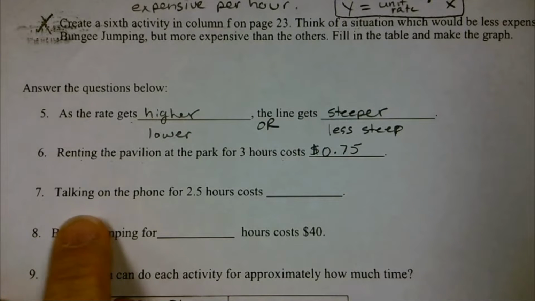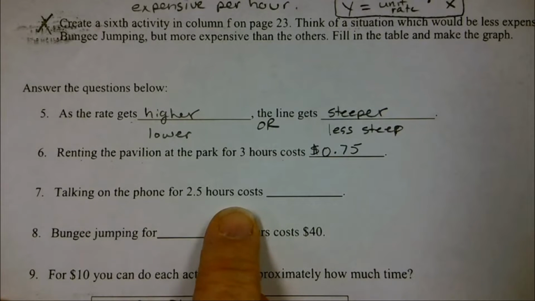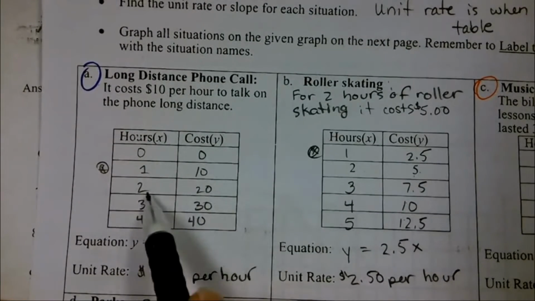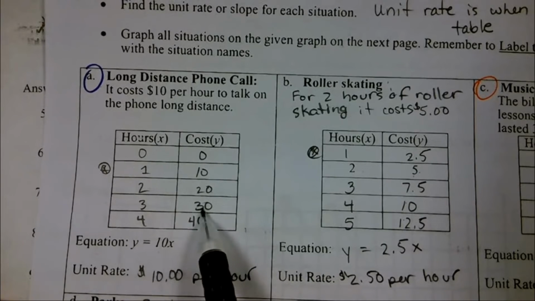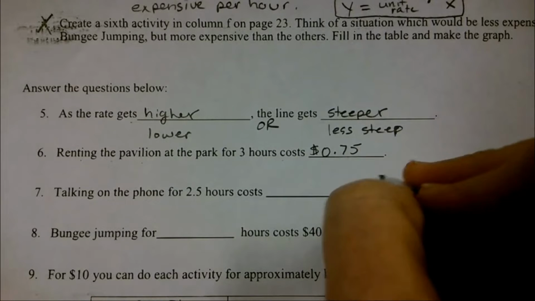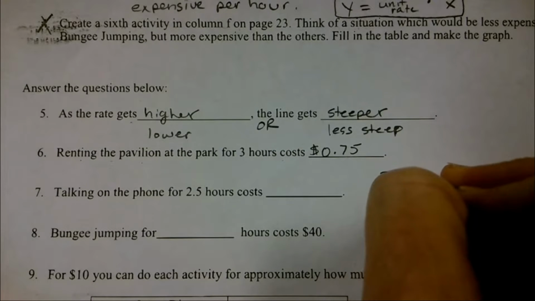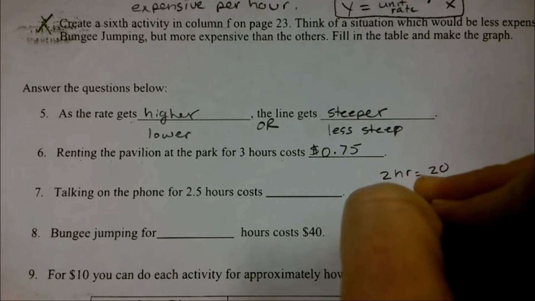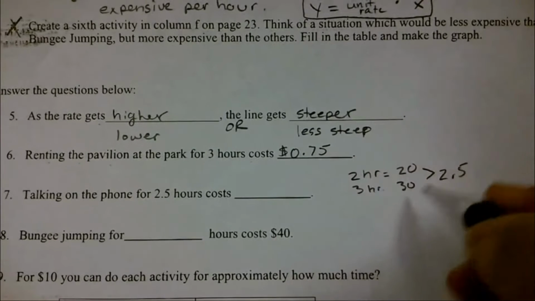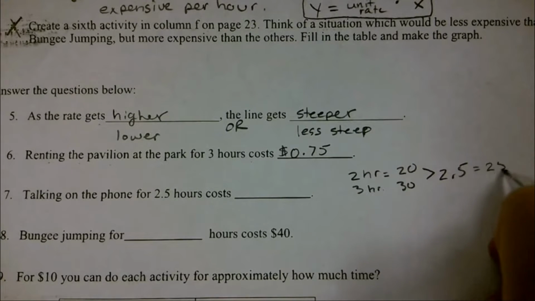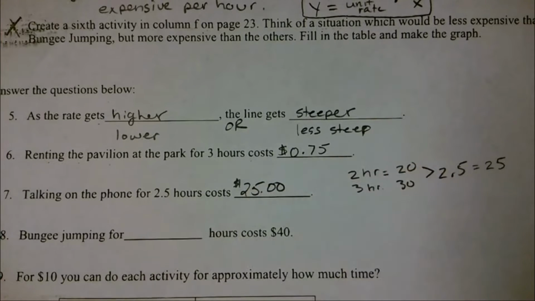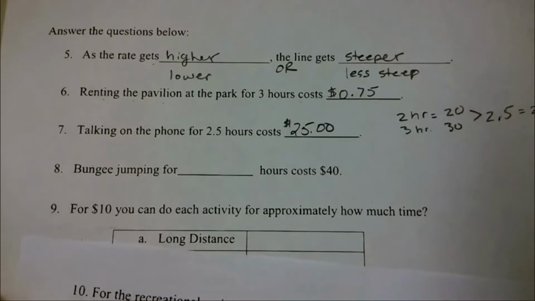It says talking on the phone for 2.5 hours costs, so if you take a look at the table, talking on the phone, we have 2 hours cost $20, and 3 hours cost $30, and 2.5 hours is in between those two. What's directly in between 20 and 30? Which is 25. So that would be $25. See how we're using the table to figure these out, right?